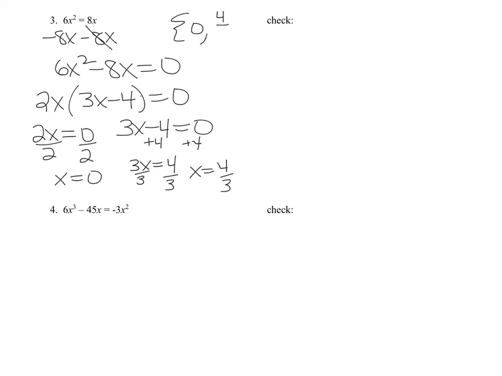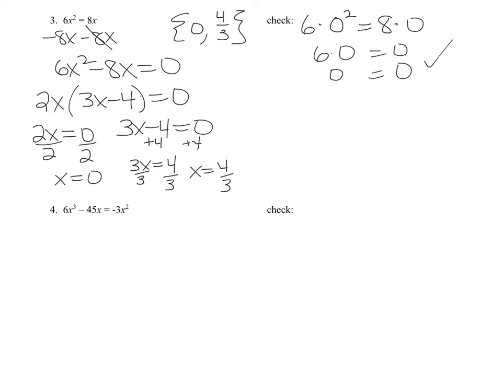You could also say that's 1 1/3. Okay? Now to check, checking 0 is super simple. I'm going to do 6 times 0 squared equals 8 times 0. And then you follow the order of operations on both sides. So 0 squared is 0, 6 times 0 is 0, and 8 times 0 is 0. So you do get that both sides are equal to 0.